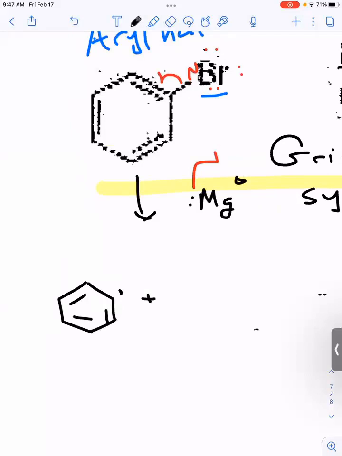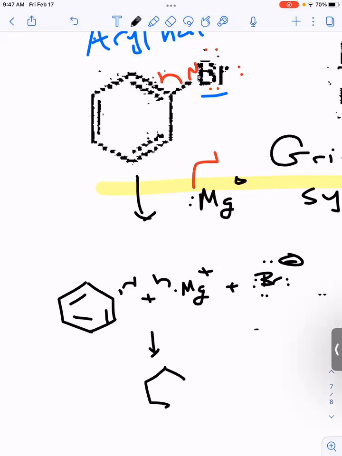Plus magnesium plus 1 with 1 electron left, plus Br with a full octet and a negative charge. Right? And then the magnesium and the carbon are going to come together. That's how I get that. So it's not really taking its place in a sense of just swapping. This is still positive. This is still negative.